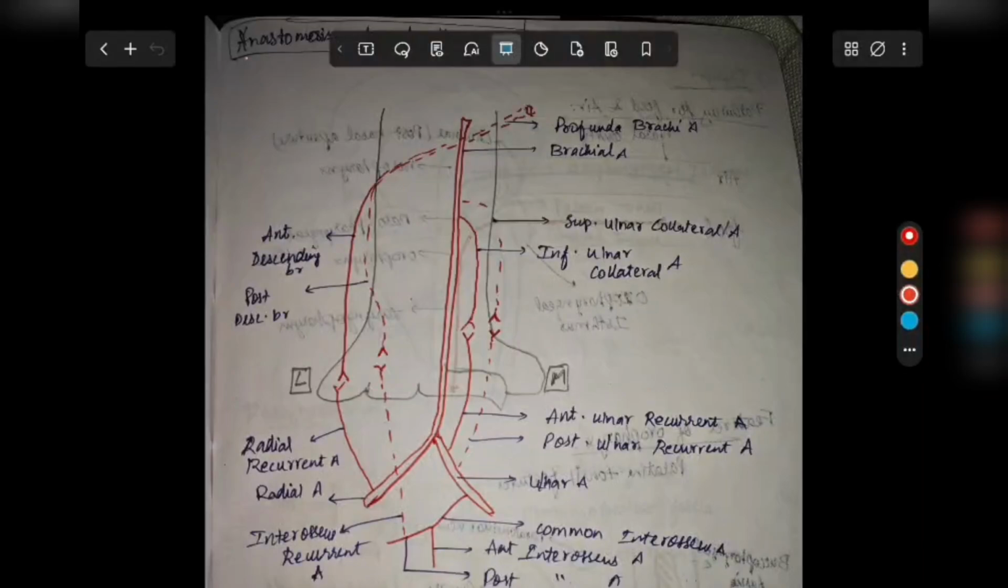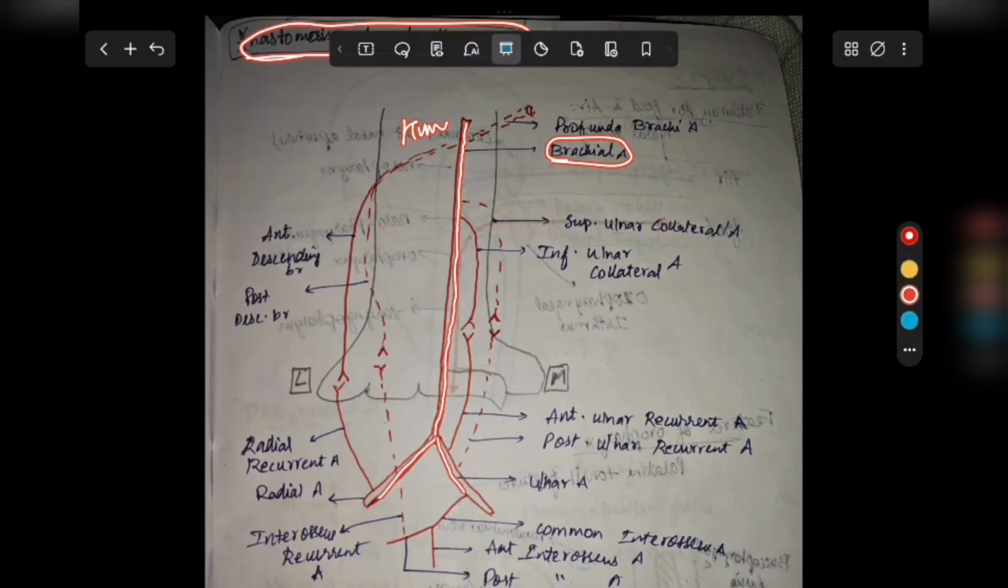Guys, let us see the anastomosis around the elbow joint. First of all, this is the humerus bone. Now the brachial artery is one of the most common arteries present in the arm, which passes vertically downward along the humerus. At the level of the radius, it divides into two parts.